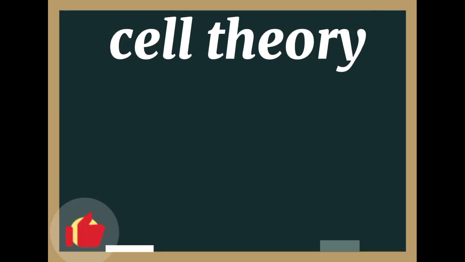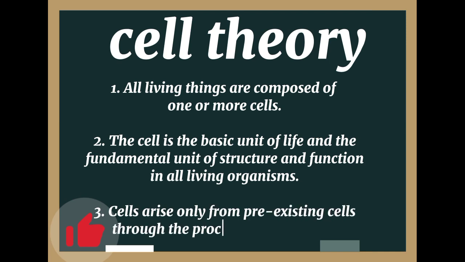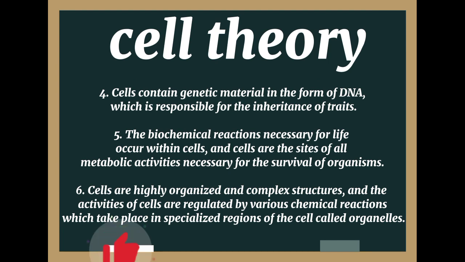Cell theory. 1. All living things are composed of one or more cells. 2. The cell is the basic unit of life and the fundamental unit of structure and function in all living organisms. 3. Cells arise only from pre-existing cells through the process of cell division. 4. Cells contain genetic material in the form of DNA, which is responsible for the inheritance of traits.